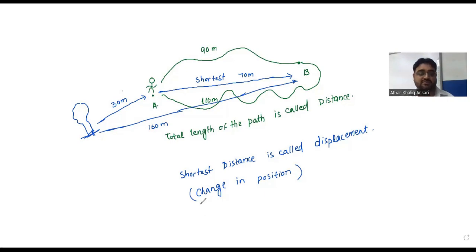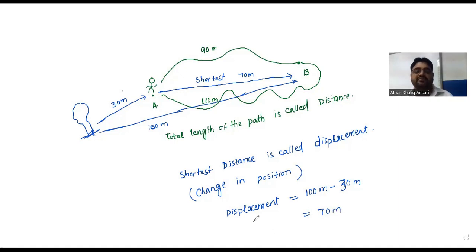I will find the change in position. This man was at 30 meters from the tree initially. Now he is 100 meters from the tree. So you will say displacement is 100 meters minus 30 meters. So as a whole, the displacement is 70 meters.